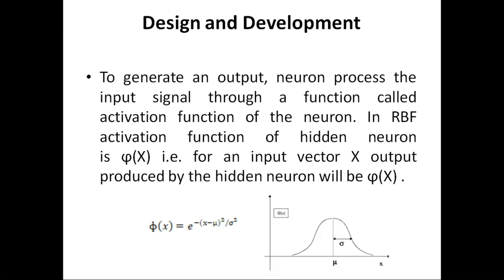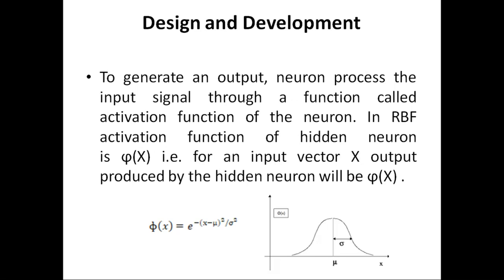In an RBFN, the activation function of the hidden neurons is phi x for an input vector x, and the output produced by the hidden neuron will be phi x. Okay. The hidden layer will go for the computations and find this phi x, right? And you can see the diagram here also.